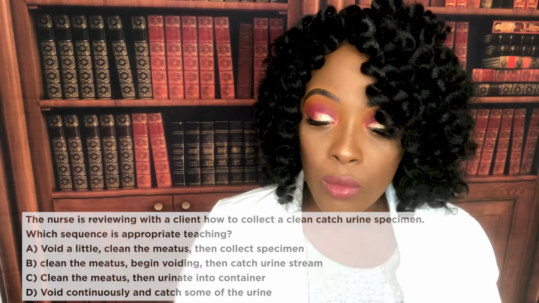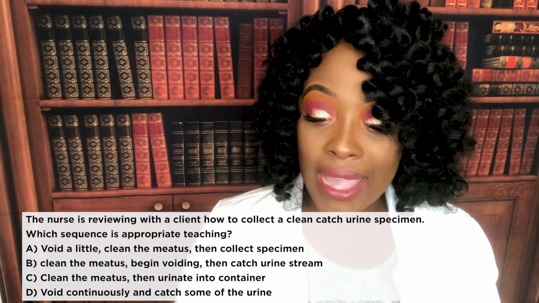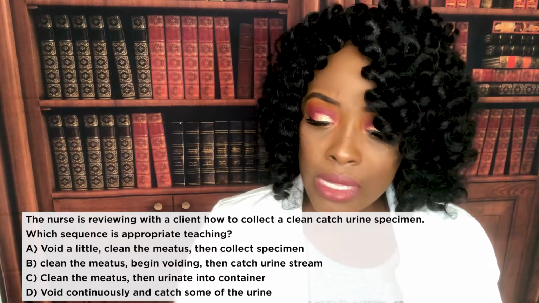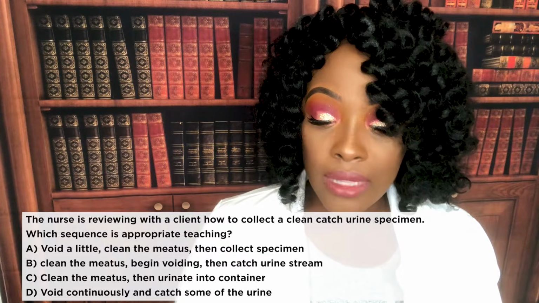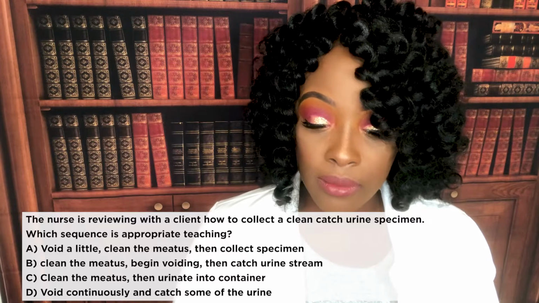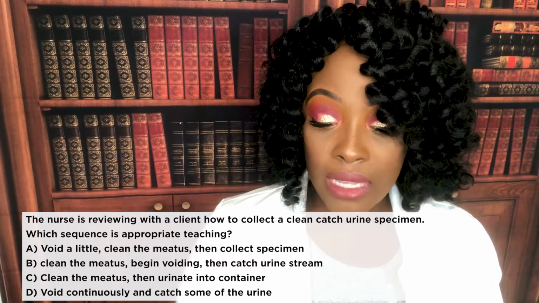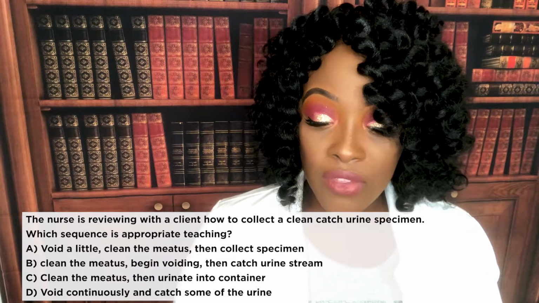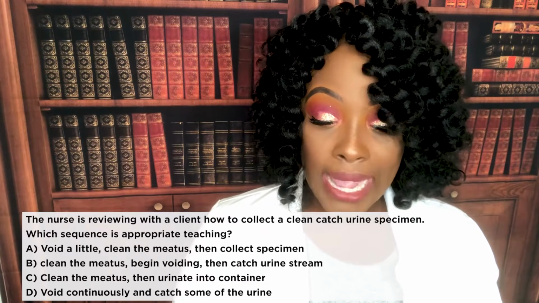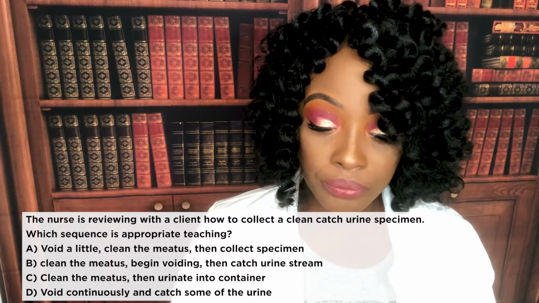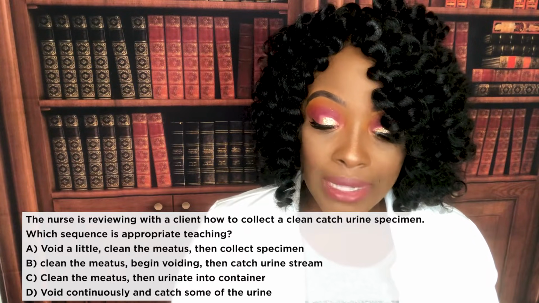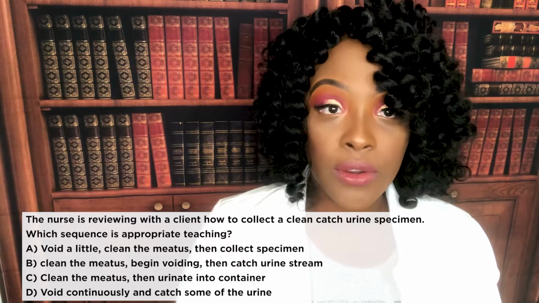The nurse is reviewing with the client how to collect a clean catch urine specimen. Which sequence is appropriate teaching? A, void a little, clean the meatus, then collect specimen. B, clean the meatus, begin voiding, then catch a urine stream. C, clean the meatus, then urinate into the container. Or D, void continuously and catch some of the urine.